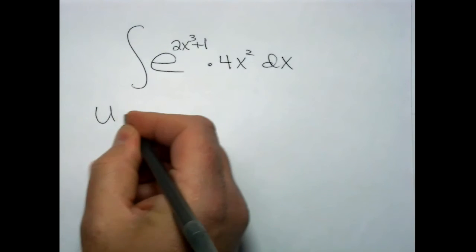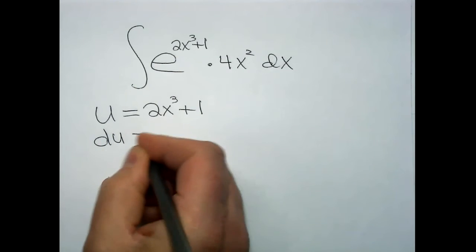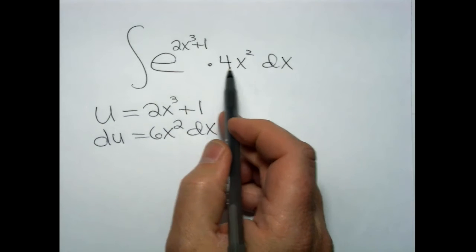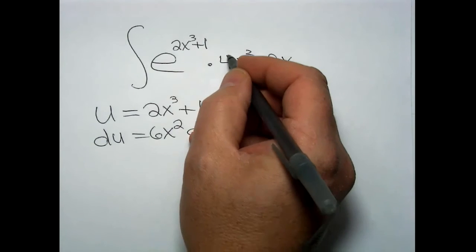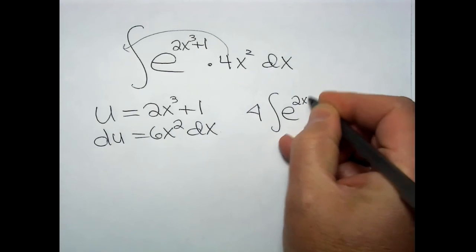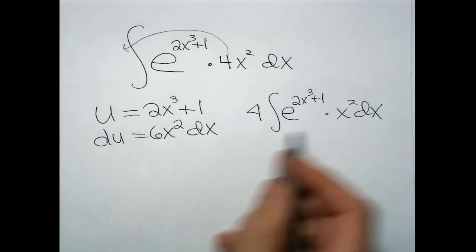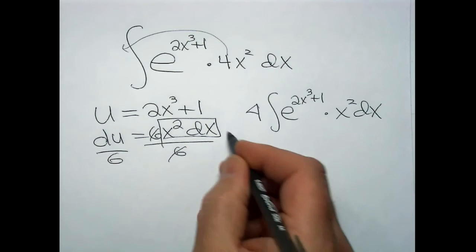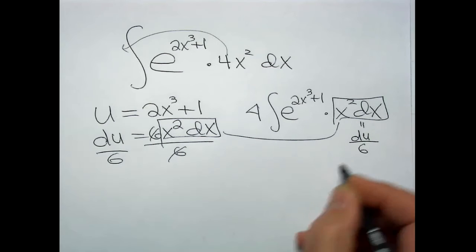Well, remember, the best choice for u is actually the inner function. I think that's probably your best choice, because then du equals just 6x squared dx. Now, I got a problem here. I got a 4x squared dx. I'm trying to match with a 6x squared dx, and that's just not going to work. So let's take the 4 out front. So the integral becomes 4 e to the 2x cubed plus 1. And now it says just x squared dx, which I can now get a match because I can divide this by 6. So the box of x squared dx is right here, can be replaced with du over 6.